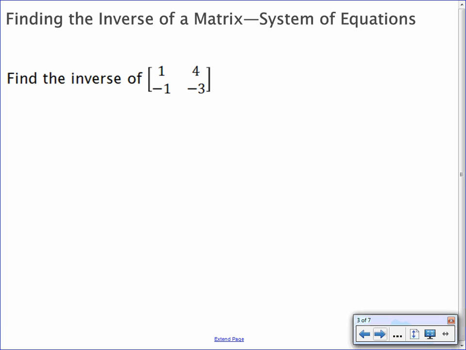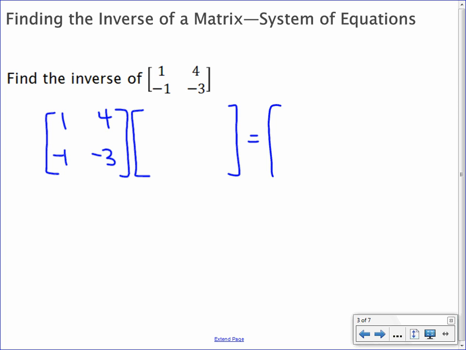We know that A times its inverse is the identity. And we know that this is a square matrix. So this is x sub 1,1, in the first row, first column. This is x sub 1,2, in the first row, second column.